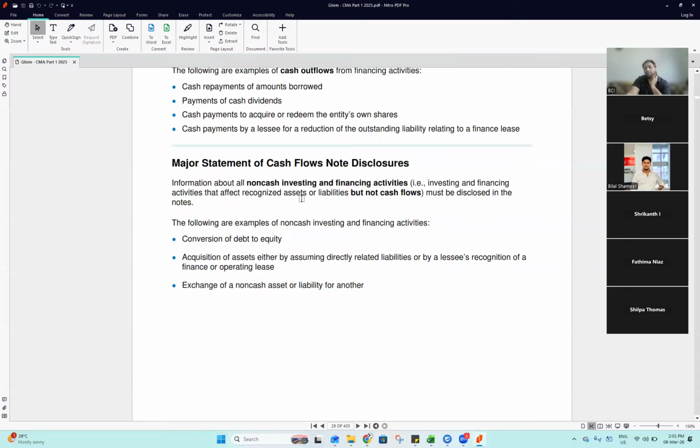The following are the examples of non-cash investing and financing activities. Conversion of debt to equity. That means there are some convertible debentures or convertible bonds you're converting into equity. Then there are no cash transactions involved. Still, you have to show it in the notes to accounts. Then acquisition of assets either by assuming directly related liabilities or by lessee's recognition of a finance or operating lease. Then exchange of a non-cash asset or liability for another.